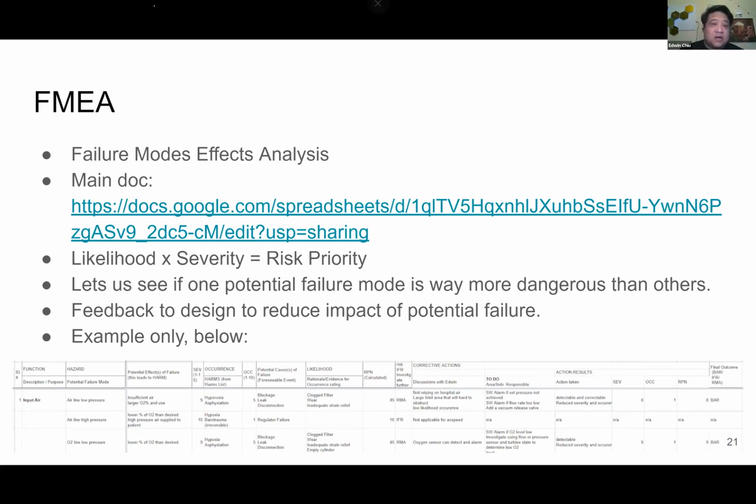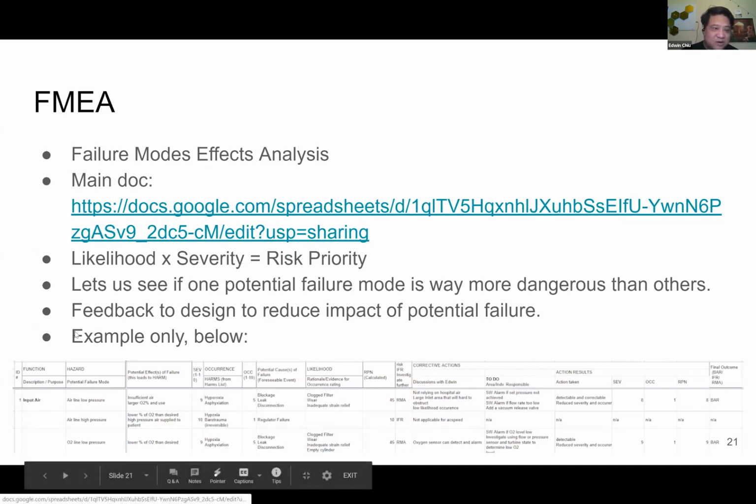Excellent. Thanks, folks. A few more slides here, just wrapping up more of our design control documents. Another important document is a failure modes effects analysis. It's a very useful tool for making sure that we're hitting the right risk items. The basic mechanics of a failure mode effects analysis is this simple equation: the likelihood times the severity is the risk priority. You can see this in the screenshot example at the bottom here.